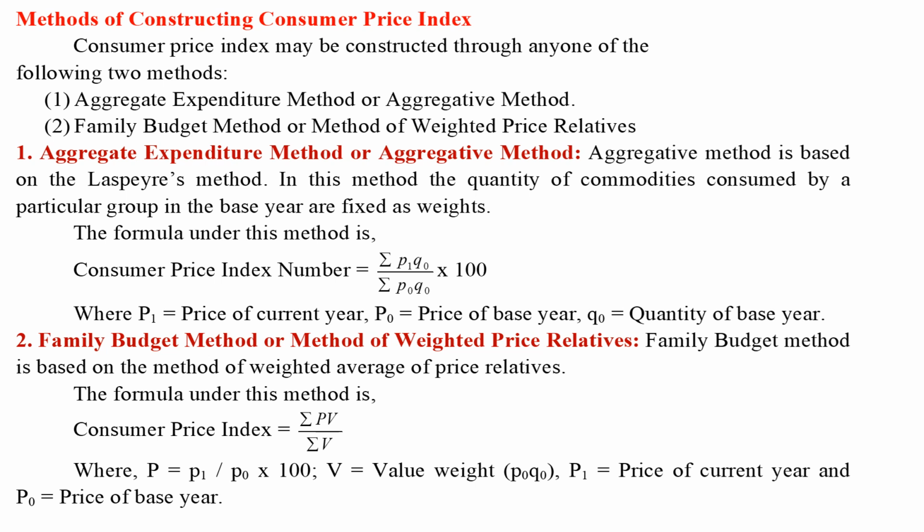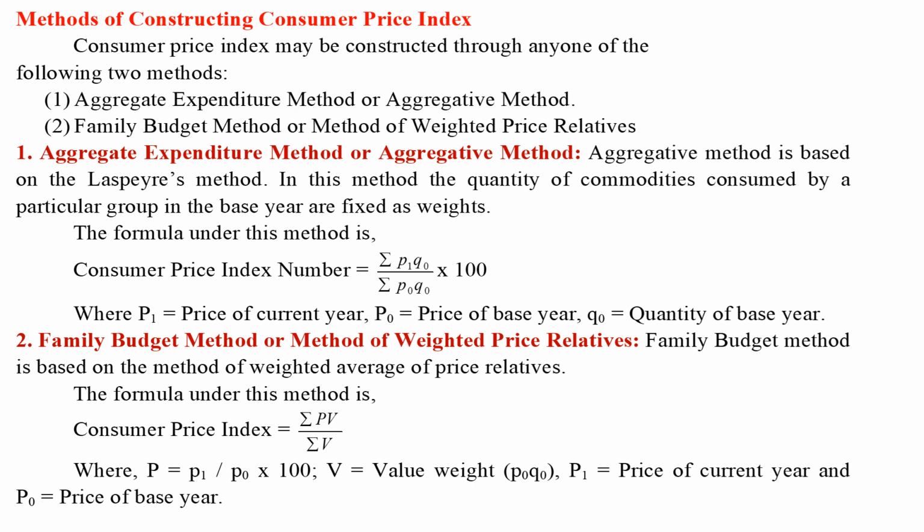1. Aggregate expenditure method or aggregative method. Aggregative method is based on Laspeyres' method. In this method, the quantity of commodities consumed by a particular group in the base year are fixed as weights. The formula for consumer price index number under this method is mentioned here. Where P1 equals price of current year, P0 equals price of base year, Q0 equals quantity of base year.